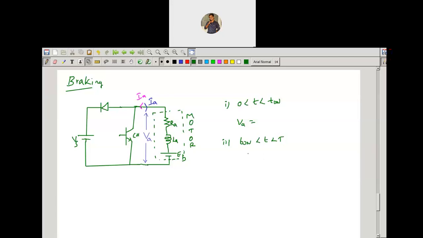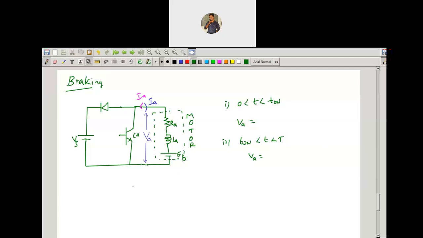So my dear students, first case, answer me. When the chopper is on, what is the armature voltage? Only one person has given the correct answer. Obviously, it is going to be 0, not Vs voltage.